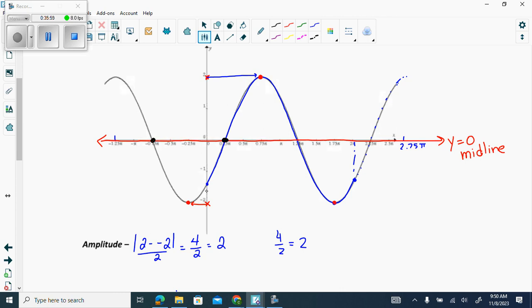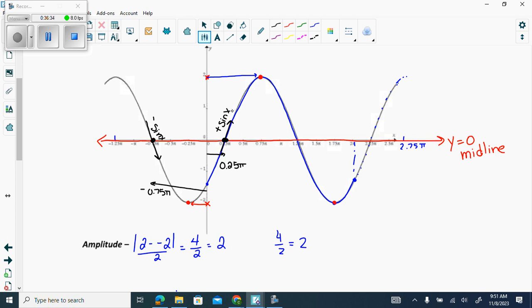One of them is going to be negative 0.75 pi, so I'm going to be going 0.75 pi to the left. And the other one is going to be 0.25 pi to the right. Which one is positive sine, which one is negative sine? What's this one doing? Going down, so this is negative sine x. And this one is going up, so it is positive sine x.